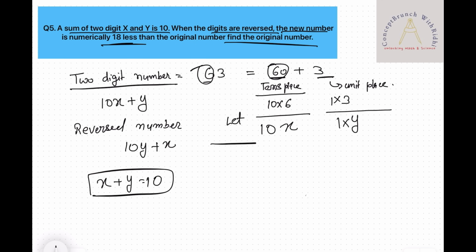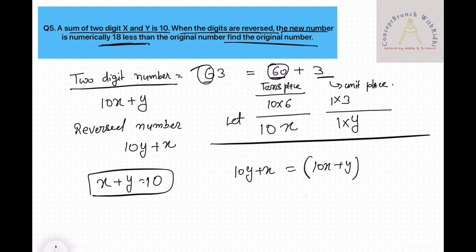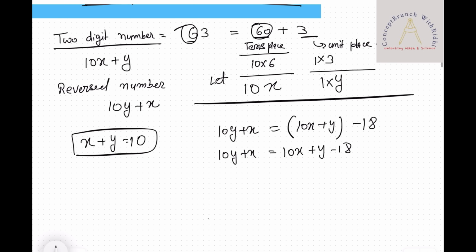Second equation: when the digits are reversed, meaning 10y plus x, the new number is numerically 18 less than the original number. What is the original number? 10x plus y, and it is 18 less. Clear? Now, let's solve it. 10y plus x equals 10x plus y minus 18. Okay. Now, 10y plus x minus 10x minus y equals minus 18.